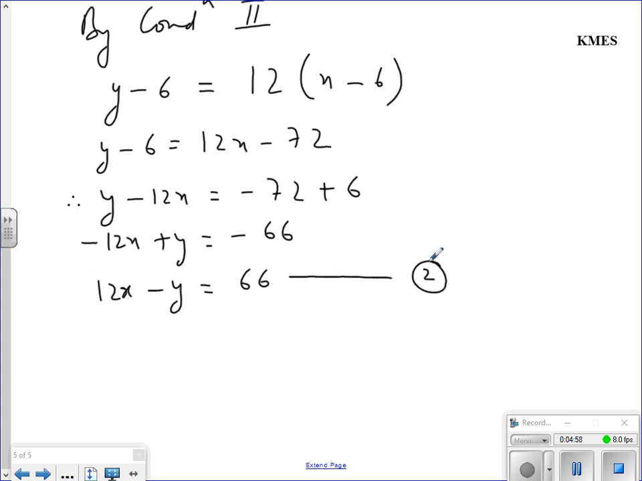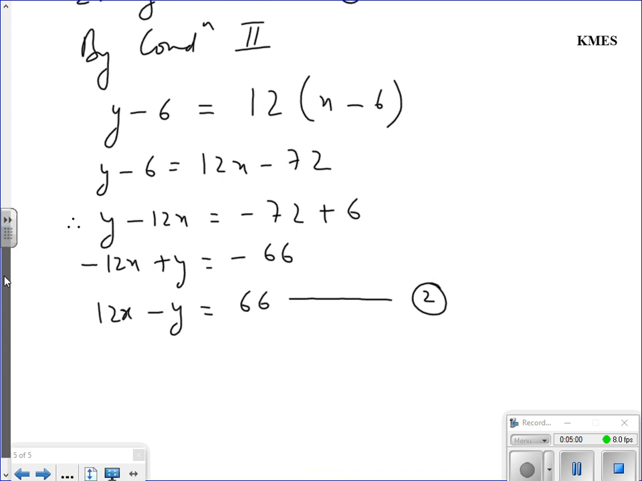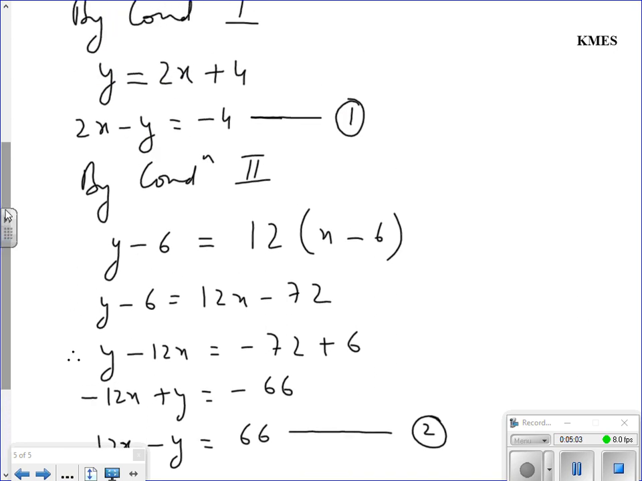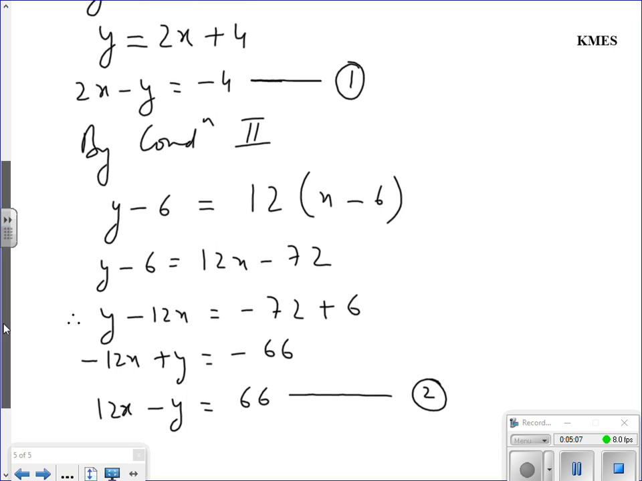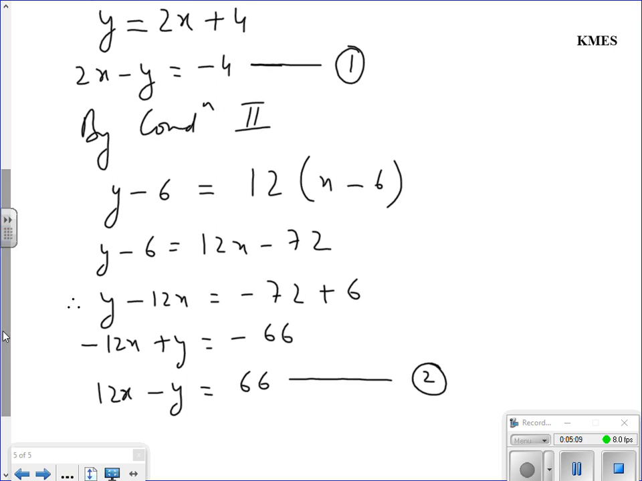So we have two equations over here. Equation 1, 2x minus y equal to minus 4, and equation 2, 12x minus y equal to 66. You can solve these two equations by any method you feel comfortable with, find the values of x and y, and finally write down the answer as a fraction x upon y. That will be the solution for this particular sum.